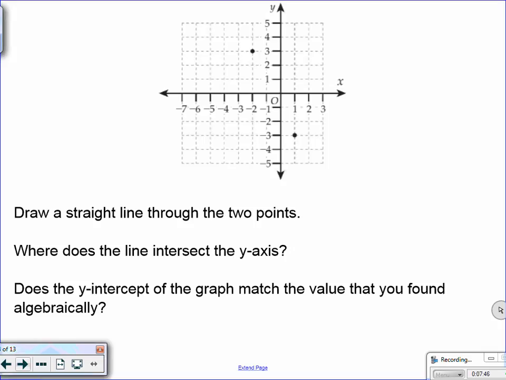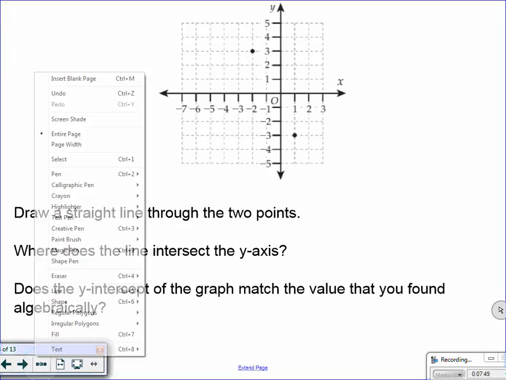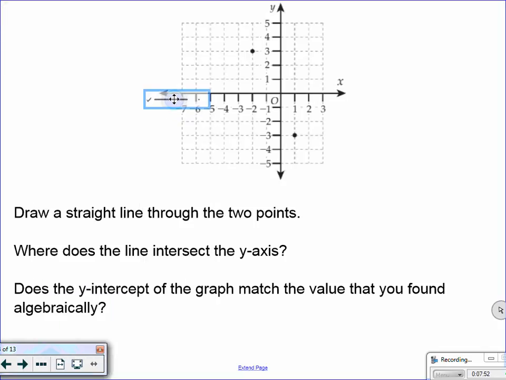All right, so on this one, now we're going to draw a line between these 2 points. And actually, we'll go right through it. Okay, and if you notice here, where does the line intersect the y-axis? Well, it intersects the y-axis right here at -1. So it intersects it at 0, -1.